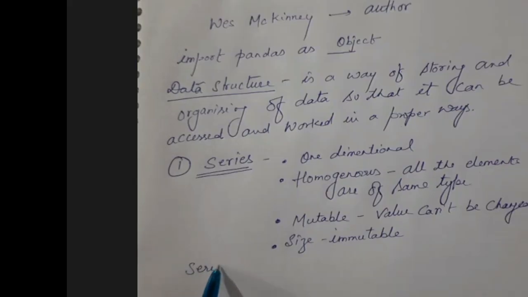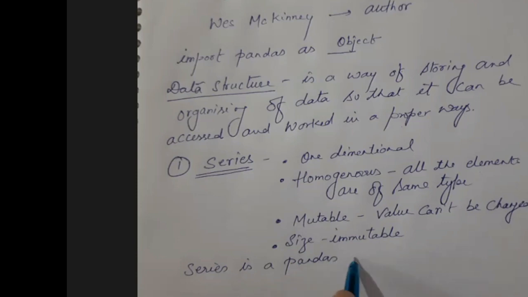Series is a Pandas data structure, which represents data in one-dimensional form, and it's homogeneous, mutable, and size can be changed if required. So let us start creating some series and let us understand.